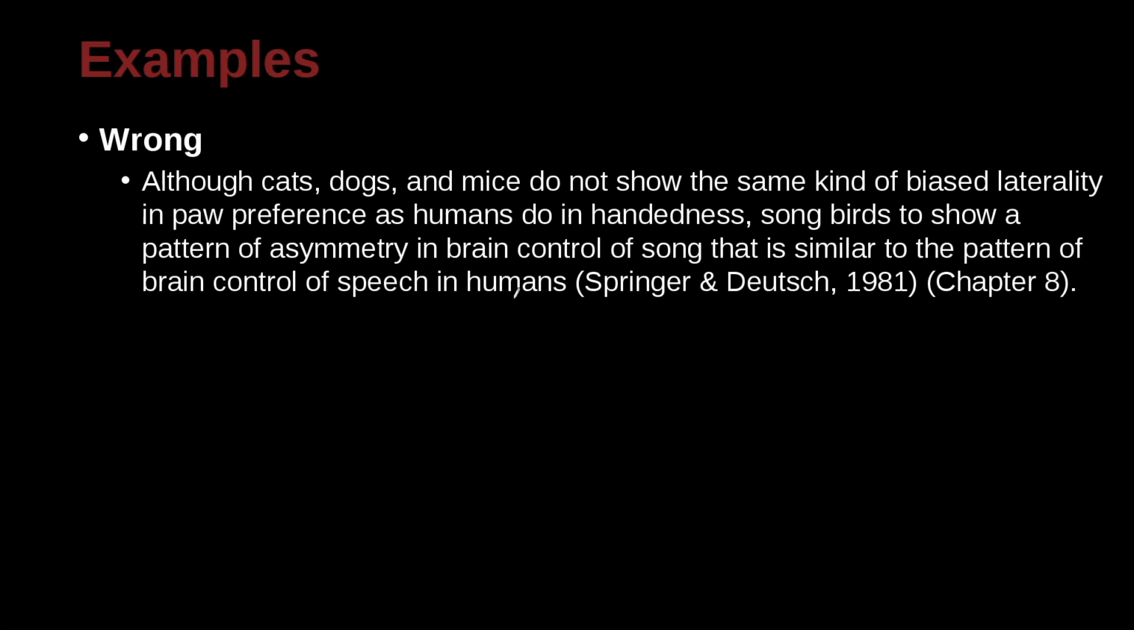Although cats, dogs, and mice do not show the same kind of biased laterality in paw preference as humans do in handedness, songbirds do show a pattern of asymmetry in brain control of song that is similar to the pattern of brain control in speech in humans, Springer and Deutsch, 1981, Chapter 8.